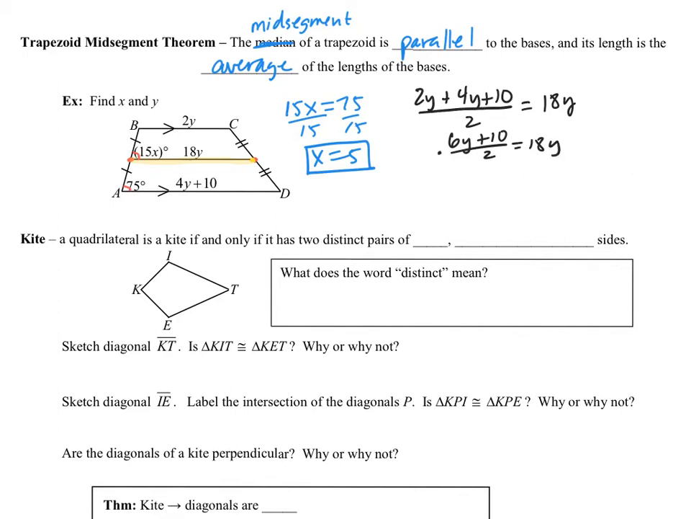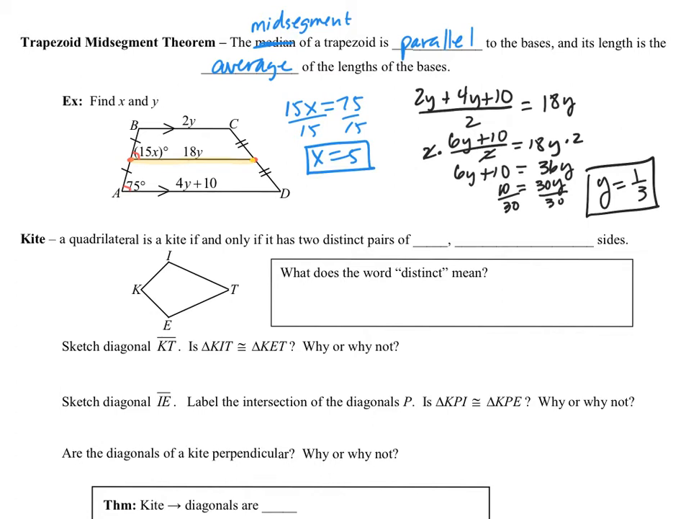Now I'm going to multiply both sides by 2 to get rid of that 2 in the denominator, and I would get 6y plus 10 is equal to 36y. Subtract 6y from both sides, we get 10 is equal to 30y. Now I'm going to divide both sides by 30. Remember, we're solving for y, and y is being multiplied by 30, so we'll divide both sides by 30. So our final result is y is equal to 1/3.